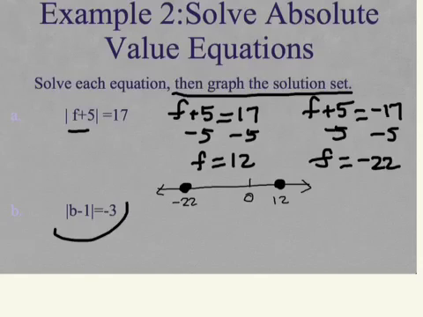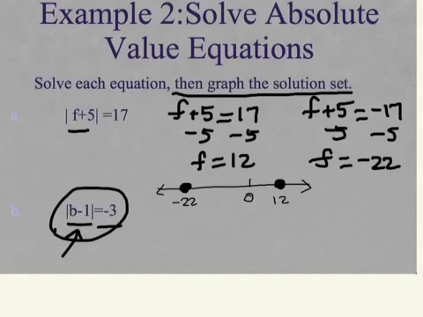This next one is fun. You'll probably see one like this on your test. So the absolute value of b minus 1 is equal to negative 3. Somebody right now is annoyed with me because of this, and you should be. Absolute value is always going to be positive, and there's no way that it equals negative 3, so this is somewhat of a trick problem.